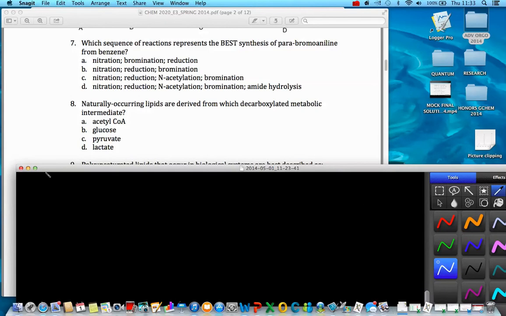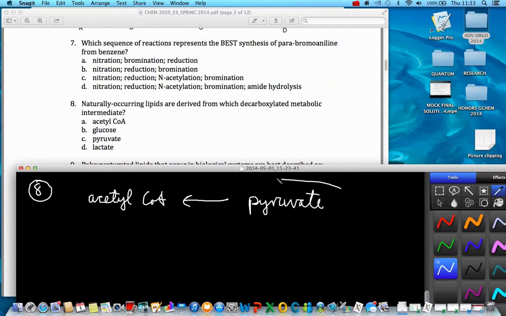Eight is a little tricky with the language. We know that these fatty acids derive from acetyl-CoA. The question asks, they're derived from which decarboxylated metabolic intermediate? Acetyl-CoA is the decarboxylated form of pyruvate. And it is pyruvate which is the best answer. So, a little tricky on the language, just so I can keep my reputation. That's awesome.